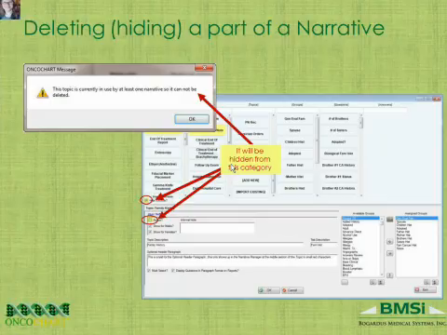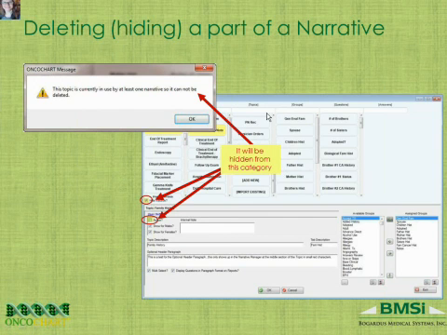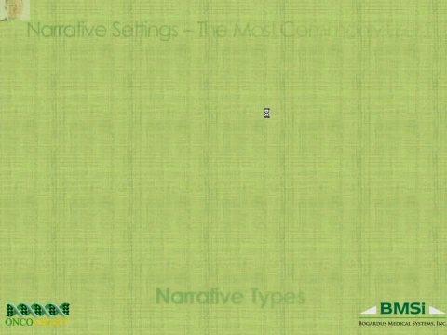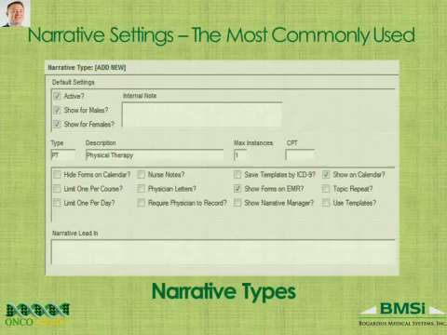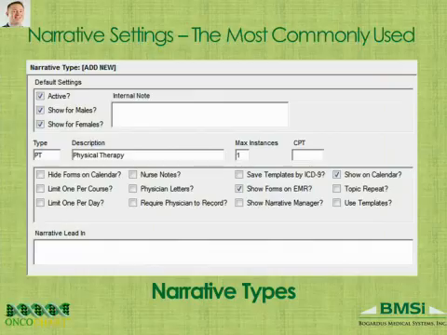Some have asked us about the internal note box. This allows you to enter notes about this component that are meant to help you remember the specifics about the purpose of this component and perhaps why it's set up the way it is. An example of an internal note might be a note that would say this narrative, or this topic, must be reviewed by a physician, so we turned on the setting to require physician signature. That might be a note you would include here.